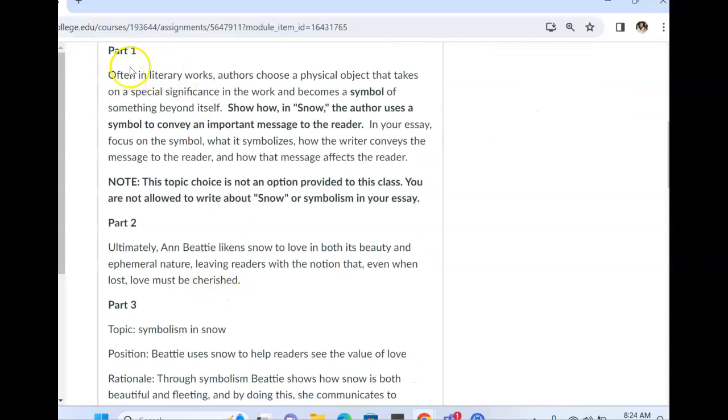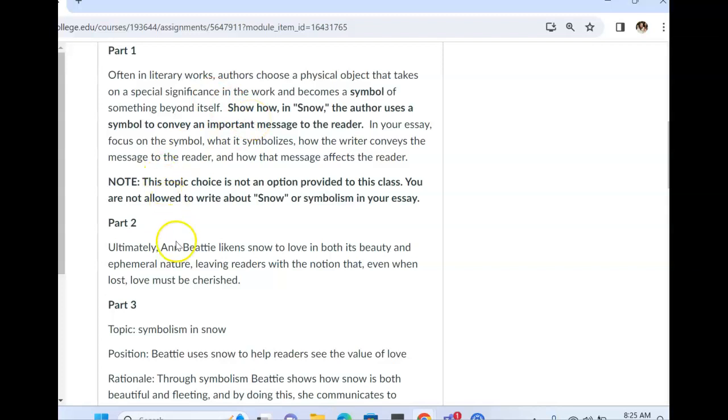So here's a sample. Part 1, I provided my essay prompt. Now, to be clear, how I'm approaching the sample is not with a prompt that is available to you. You cannot write your paper about symbolism in snow. This is just an example. But my prompt says, often in literary works, authors choose a physical object that takes on a special significance in the work and becomes a symbol of something beyond itself. Show how, in snow, the author uses a symbol to convey an important message to the reader. In your essay, focus on the symbol, what it symbolizes, how the writer conveys the message to the reader, and how that message affects the reader.